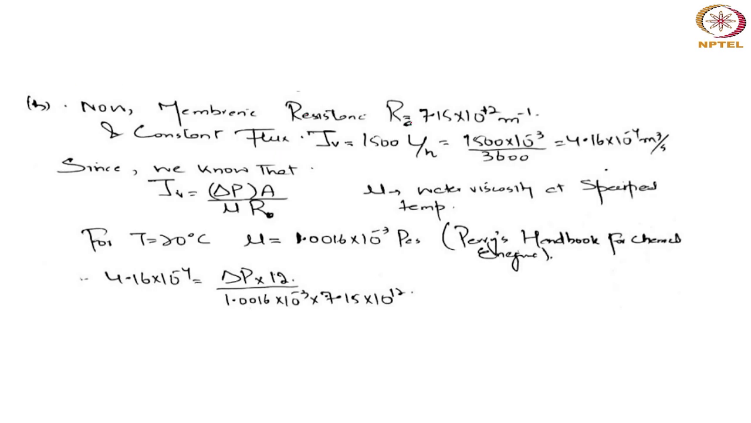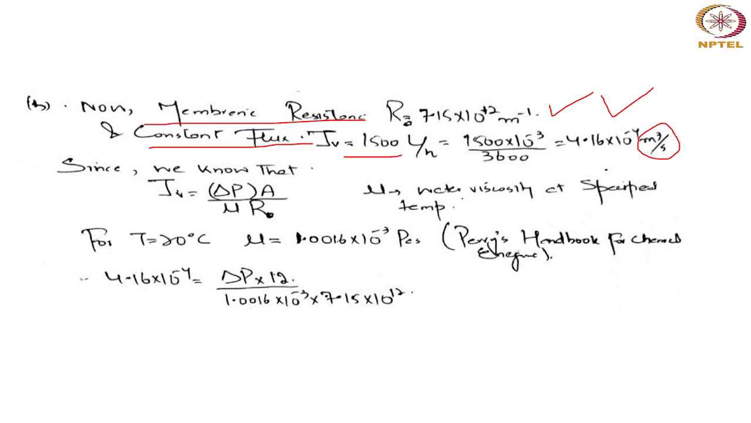The membrane resistance R naught equals 7.15 into 10 to the power 12 meter inverse. This is my membrane resistance, and the constant flux, that is J_W, we can write as 1500 liters per hour, right? Please convert it first into meter cube per second. It is very easy to convert: 1500 multiplied by 10 to the power minus 3 divided by 3600, and I am getting 4.16 into 10 to the power minus 4. Then J_W equals del P A by mu R naught.